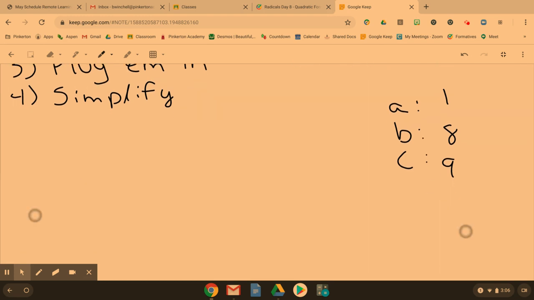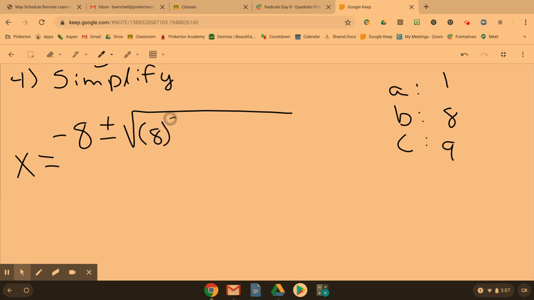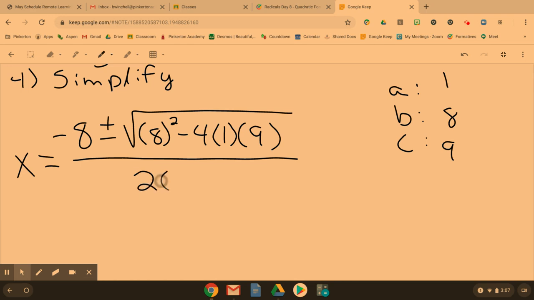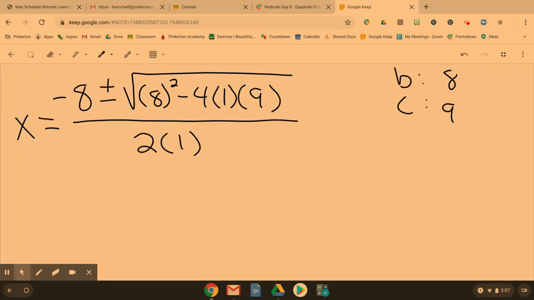Now, it's time to plug them into the quadratic formula. X equals negative b. No need for parentheses there. It's a positive number. Plus or minus the square root of, I'm going to put b squared in parentheses there, minus 4 times a, which is 1, times c, which is 9, all being divided by 2 times a, which is 2 times 1. All right, now we just got to simplify.